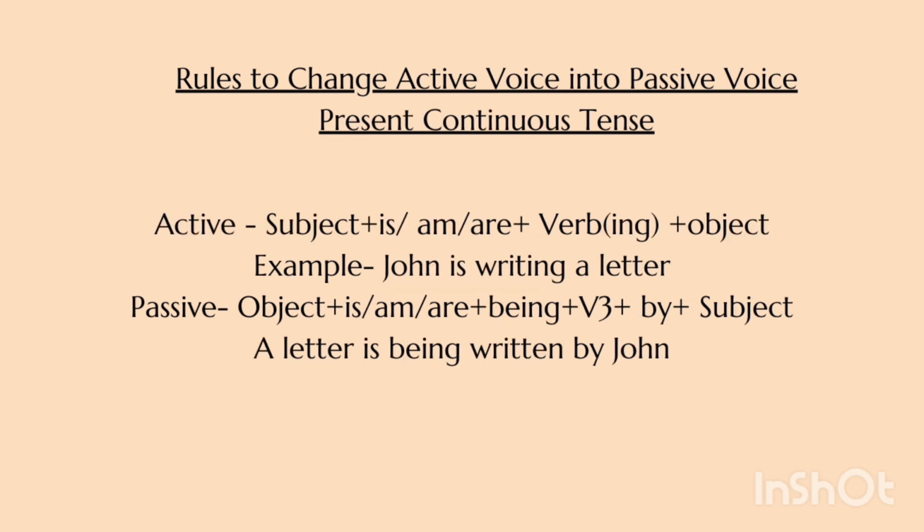Now let's learn the present continuous tense. It's very easy to understand the continuous one: verb plus ing is the present continuous. The active voice formula is subject, is, am, are, verb plus ing, object. For example: John is writing a letter. The subject is John, and is, am, are depends on the subject. John here is a single person, we are talking about one person, so is. Write is the verb, write plus ing, and the object is a letter.